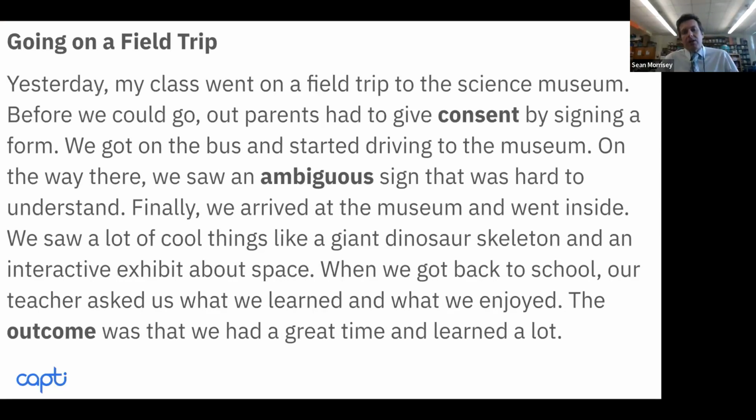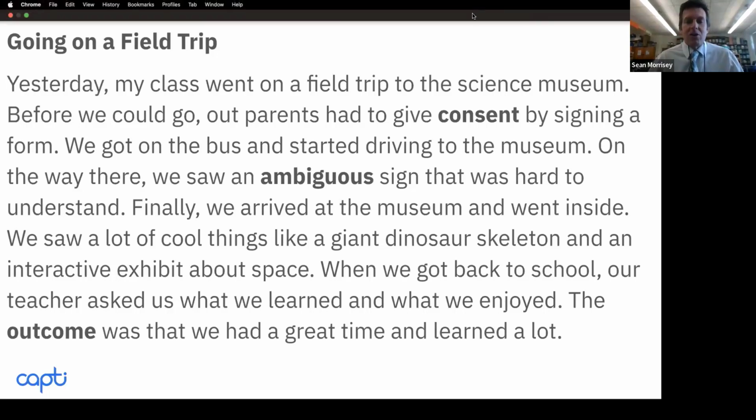So another way, AI like ChatGPT, many of you probably have maybe played around with it. One reason I love ChatGPT as a teacher is I can create fluency passages for my students. I can just ask it to embed the words consent, ambiguous, and outcome in a short paragraph or in a 100-word essay. So it's providing more exposures to those vocabulary words we're working on.